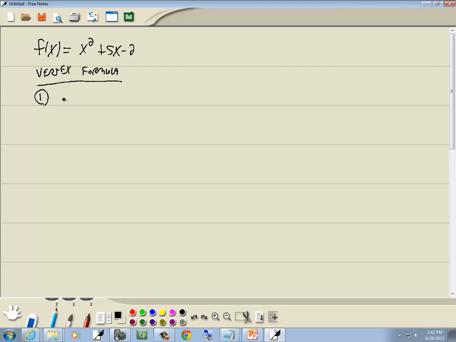Remember the vertex formula, first step is identify a and b. a is the number for your x squared, which is an invisible 1, and b is the number for your x, which is 5. Now since a is positive, that means the graph's going to open up.